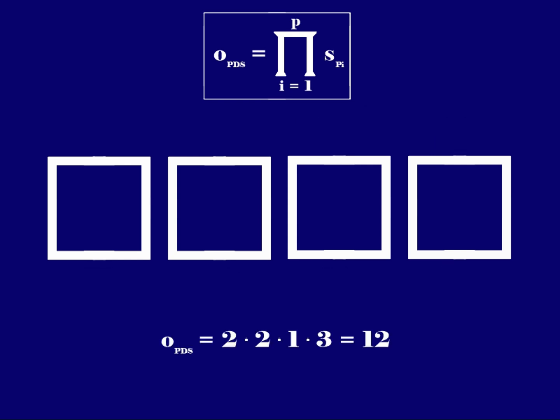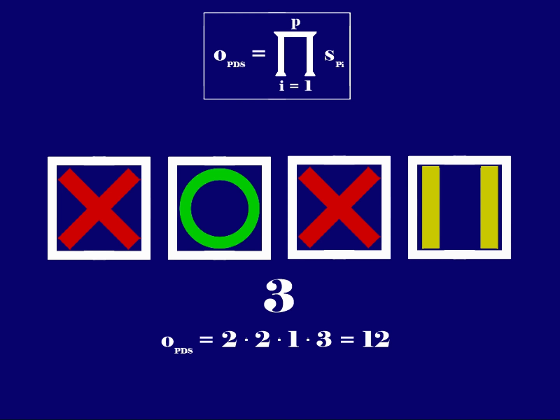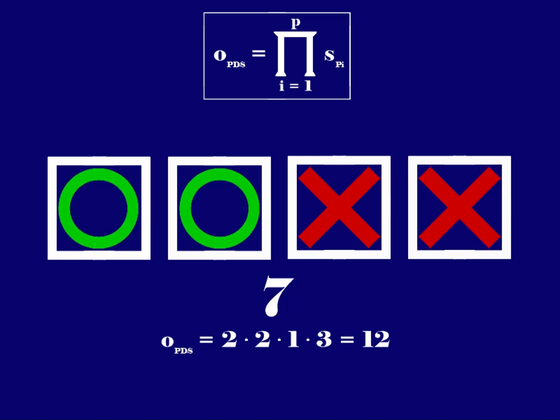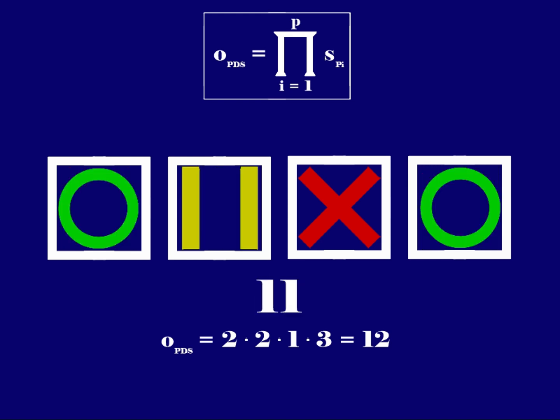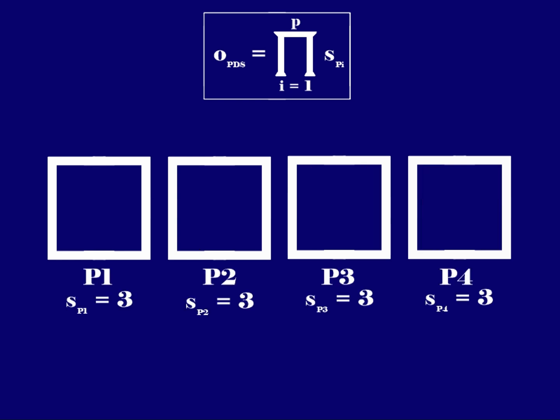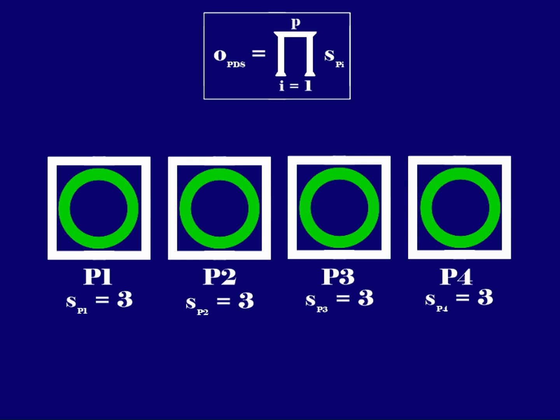So, using this formula we can say that the amount of combinations is 12. It is countable, so let's count. 1, 2, 3, 4, 5, 6, 7, 8, 9, 10, 11, 12. It holds true.